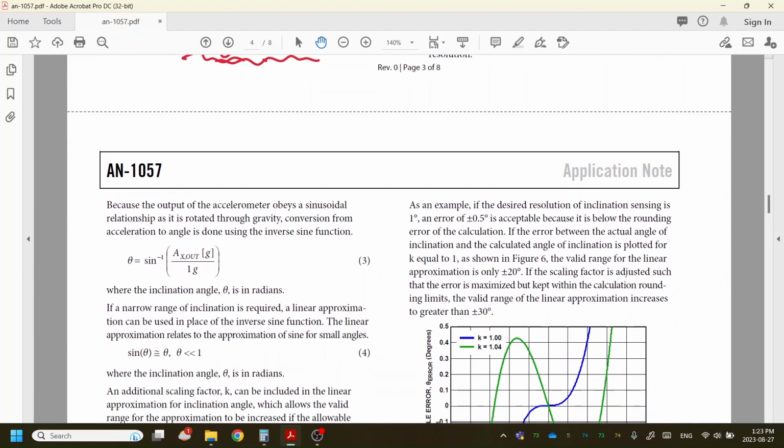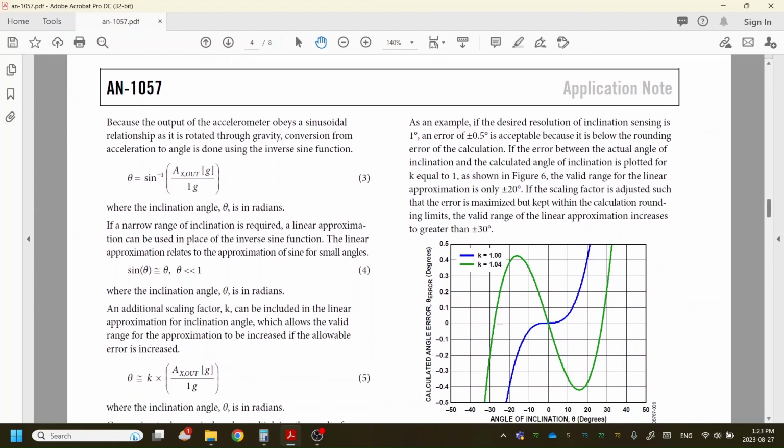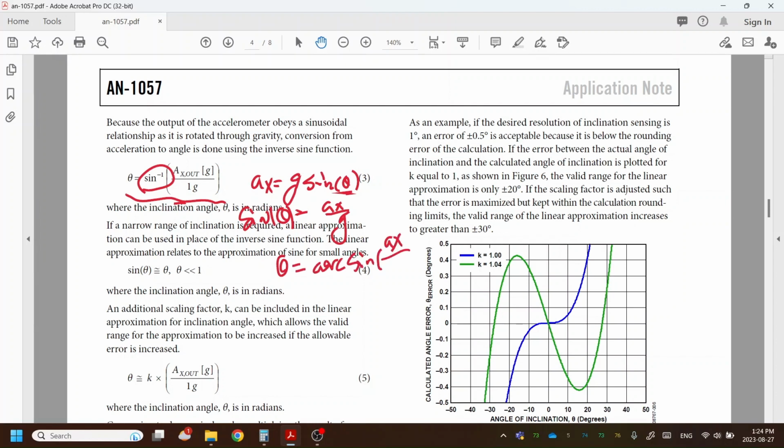Based on the equation we got above, AX equals G sine theta, and theta, the angle, is the inverse function of sine, sine minus 1. So sine theta is AX divided by G. Theta is arcsine of AX over G, or you can write theta equals sine minus 1 of AX over G, which are different ways to write the inverse function of sine.